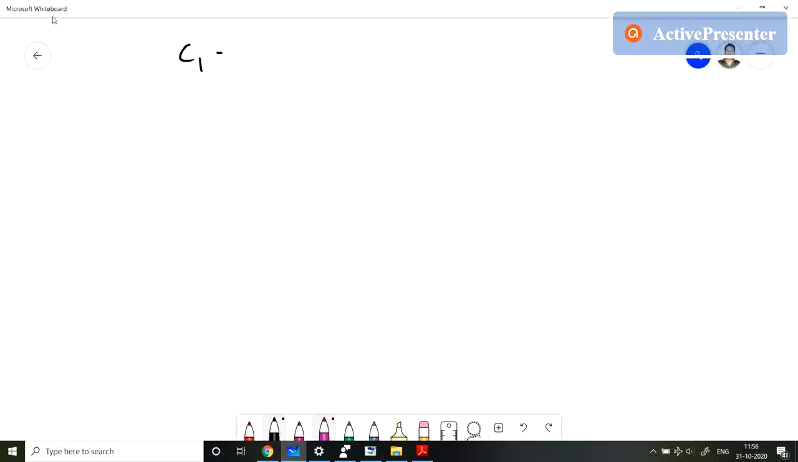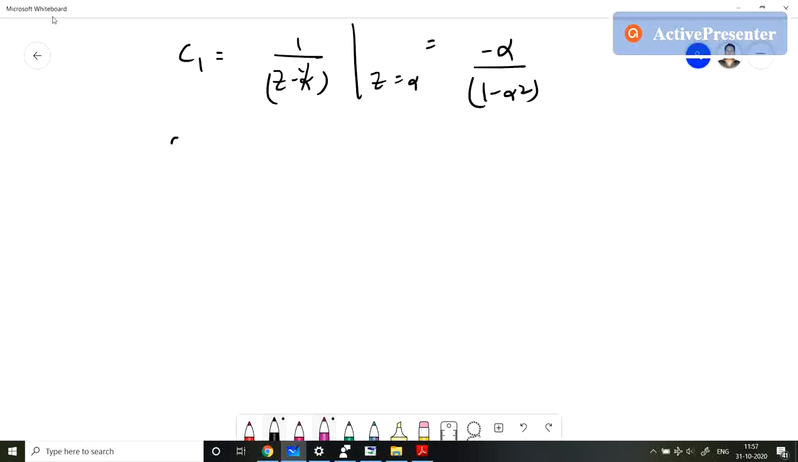So C1 is equal to 1 divided by Z minus alpha, when Z is equal to alpha, Z divided by 1 minus alpha, so it is equal to minus alpha divided by 1 minus alpha square. Please check. And C2 is equal to 1 divided by Z minus alpha when Z is equal to 1 by alpha, and it is equal to alpha divided by 1 minus alpha square. Please check these two values.